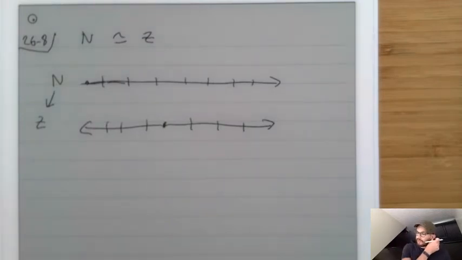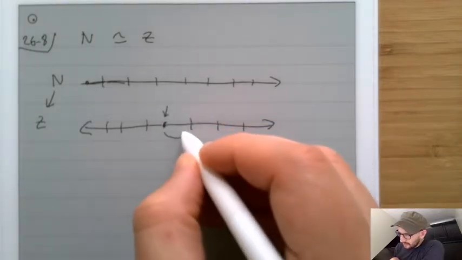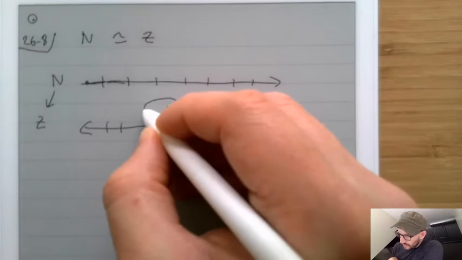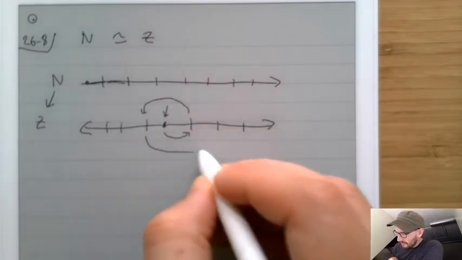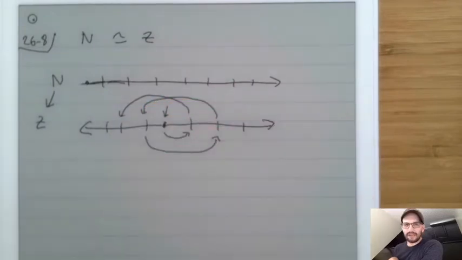Well, it's actually really straightforward to do this. We'll say that you'll start at 0, and then from 0 you'll go to 1, and then from 1 you'll go to -1, and then from -1 you'll go to +2, and then from +2 you'll go to -2.